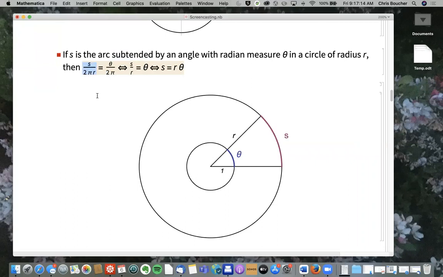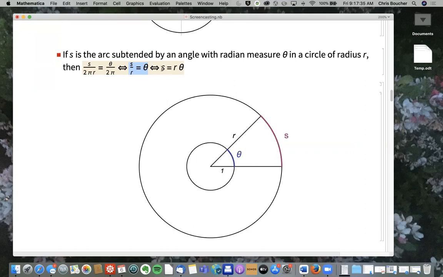So the fraction of the big circle that s takes up is the same as the fraction of the little circle that theta takes up. So that's where this equation comes from right here. I can multiply both sides by 2 pi, and the 2's and the pi's all go away. And this boils down to a much simpler equation, s over r equals theta.